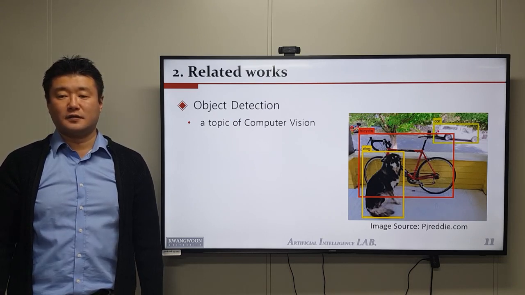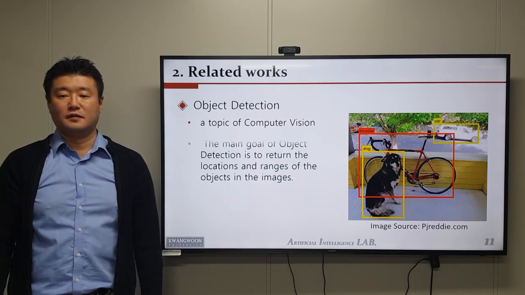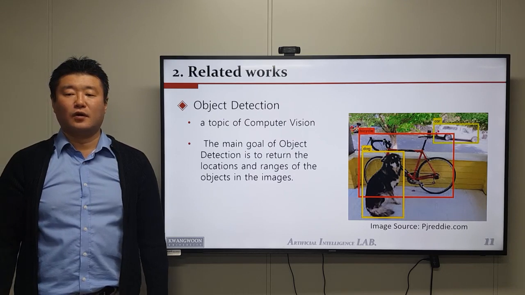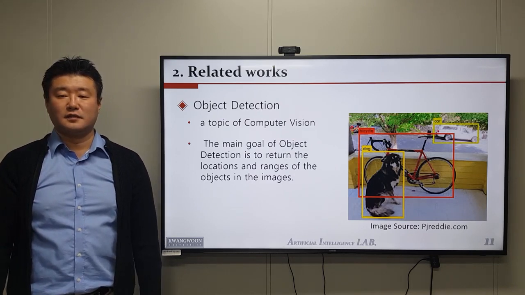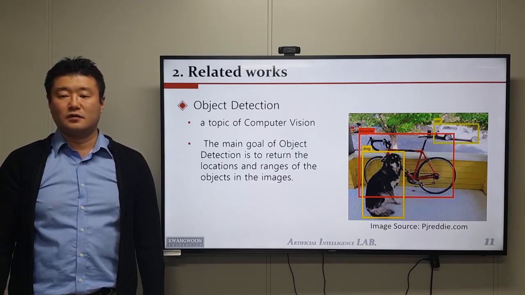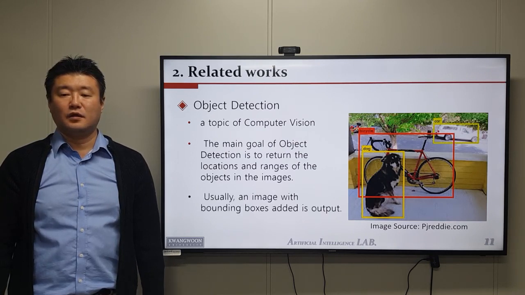Object detection is a topic of computer vision. The main goal of object detection is to return the locations and ranges of the objects in the images. Usually, an image with bounding boxes added is output.